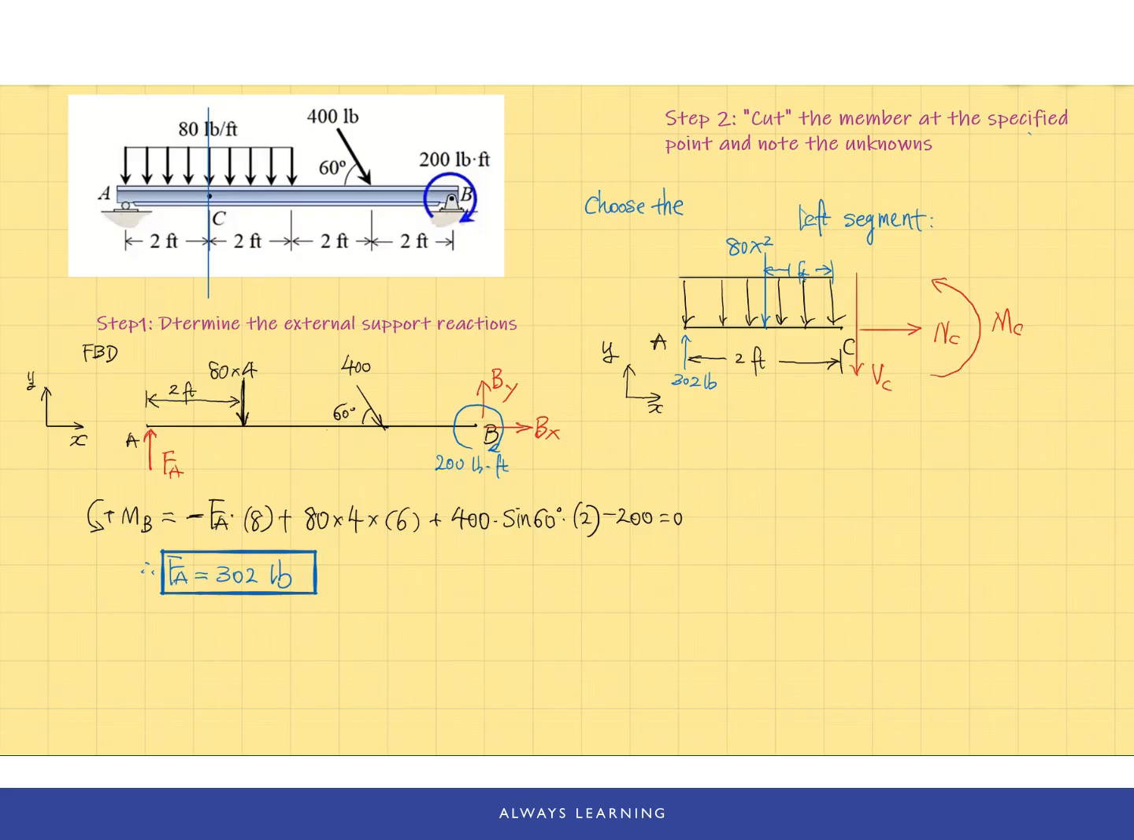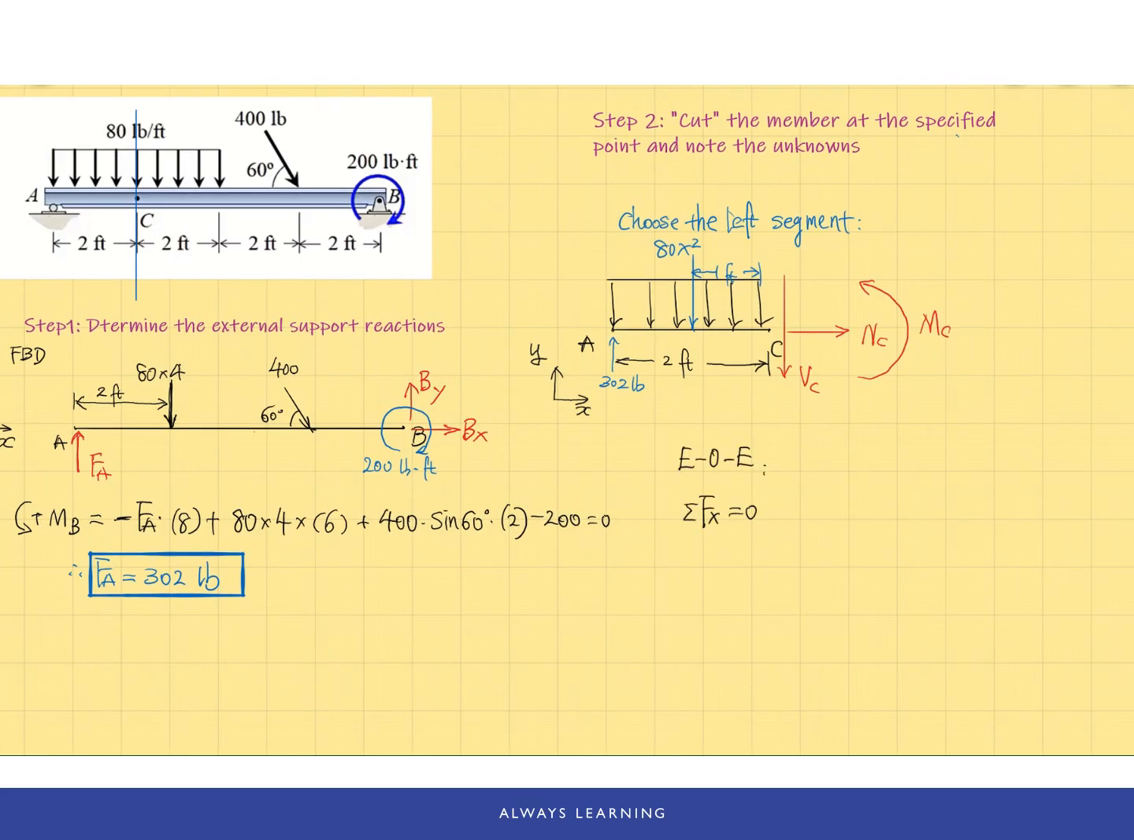And we have 3 unknowns, and this is a 2D rigid body equilibrium problem. So we can write 3 equilibrium equations to solve all of them. First equation will be sum of Fx equal to 0. Since there is no other force in the x direction, the NC should be equal to 0.